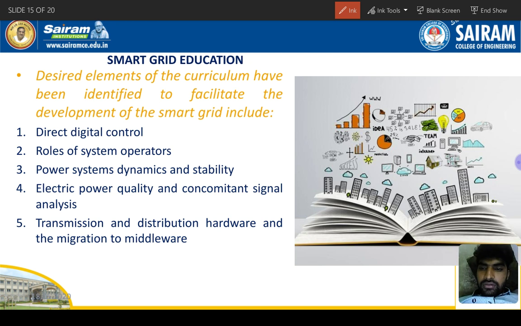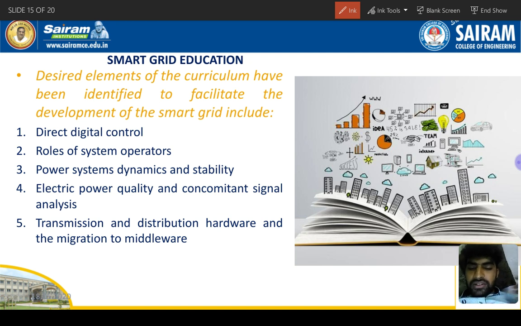And roles of the system operators. Smart grid education involves roles of system operators, power system dynamics and stability, the ability to stabilize the system. Power system dynamics is a moving, continuous process. If the system is static, it is constant. Dynamic means we have to move; it should not stay constant. You have to walk. That's why electric power quality and concomitant signal analysis.